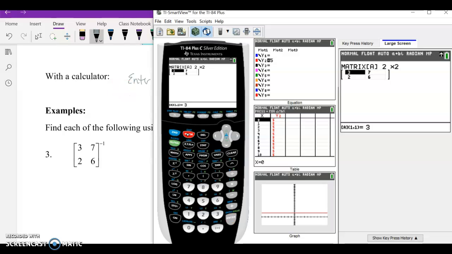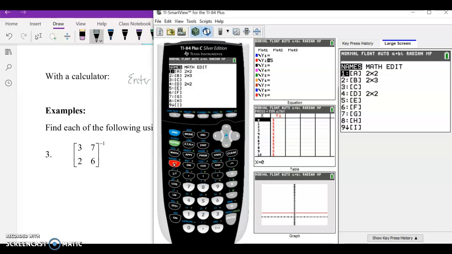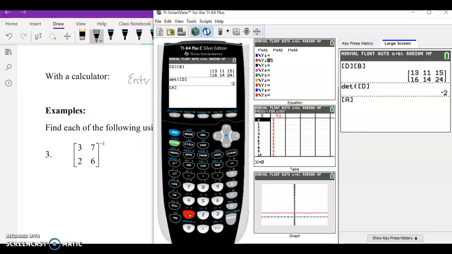So we're going to quit out of this. We've entered our matrix. We're going to go ahead and do matrix, and we want matrix A. And the inverse button is the same button as the matrix button, actually. So it's A inverse. And so when you type that in, you will get an inverse matrix.